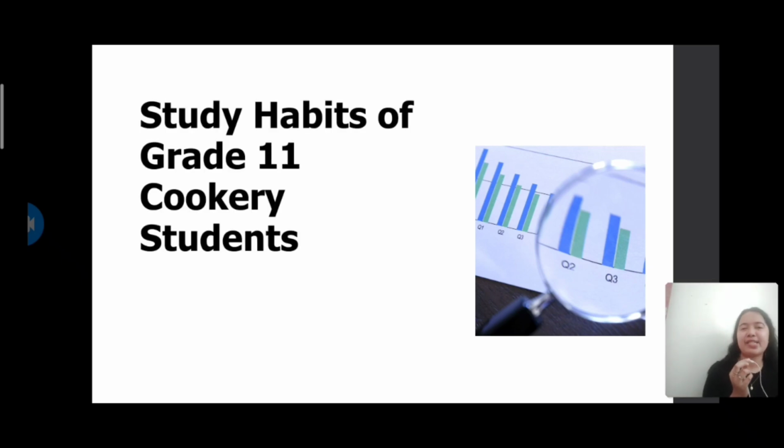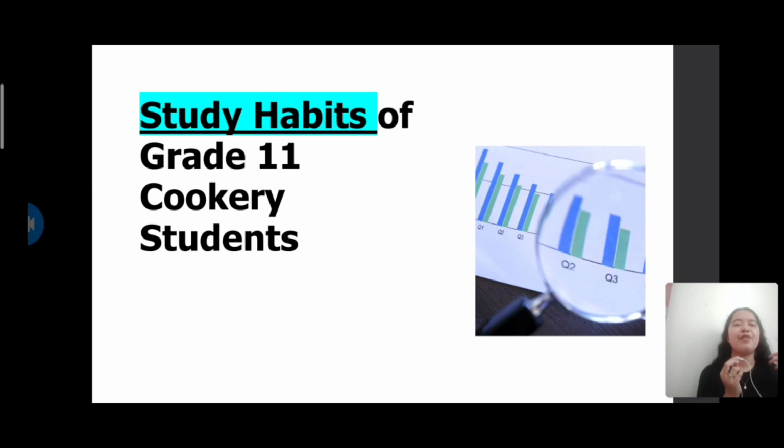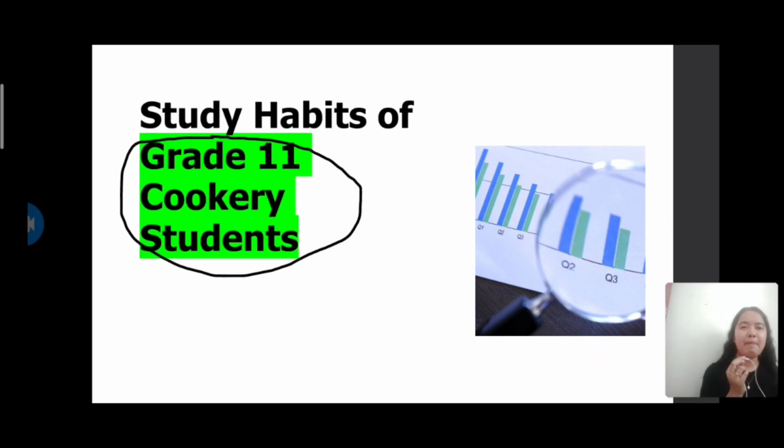Now for the first title, Study Habits of Grade 11 Cookery Students. Again, once we are writing a descriptive research, we only have to know that we have to describe two elements in our research study: the phenomenon being studied and the population being described. Now for this one, what is the phenomenon being described in this research title? The phenomenon or the variable we are going to describe is the study habits, of whose population? The population being described in this research study is the grade 11 cookery students.